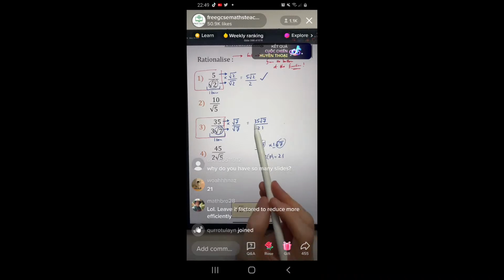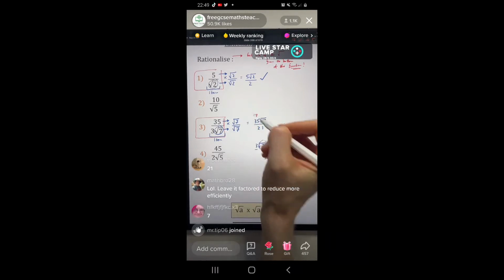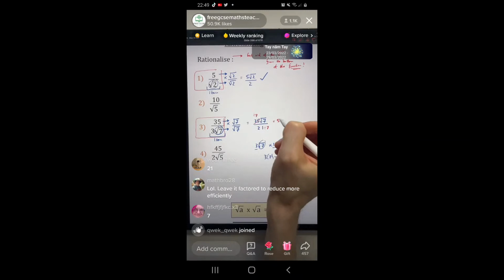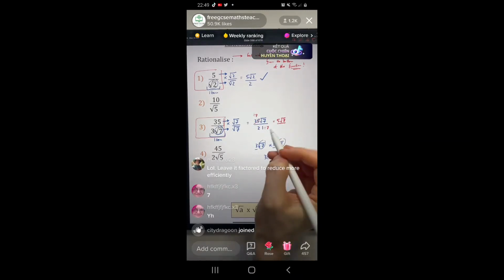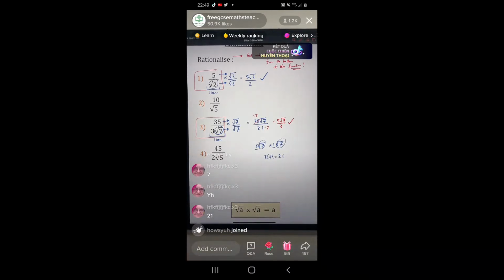Now, I'm going to divide the numbers in front, if possible. 35 over 21. What's common in 35 and 21? They're both divisible by 7. So I'm going to divide the top and the bottom by 7. So 35 divided by 7 gives us 5 root 7 on the top. On the bottom, 21 divided by 7 gives us 3. And that's our final answer.